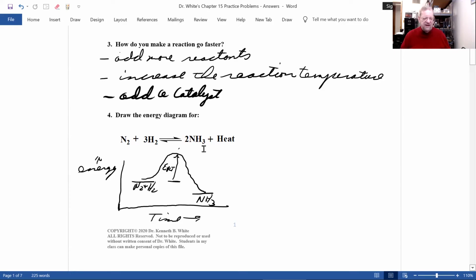The other thing, which I didn't write on this question, but I could have, is to also include the activation energy. And the activation energy is where you start to the top of the hill. And it's abbreviated by E subscript ACT.